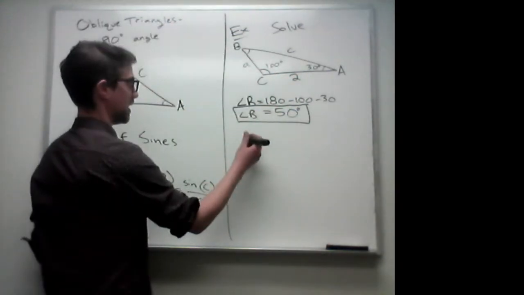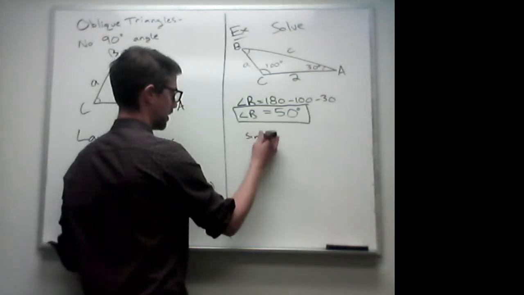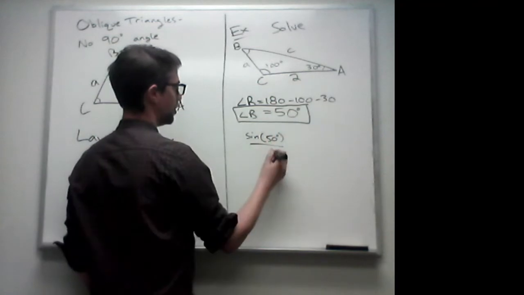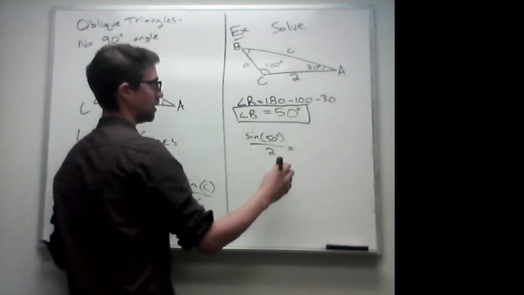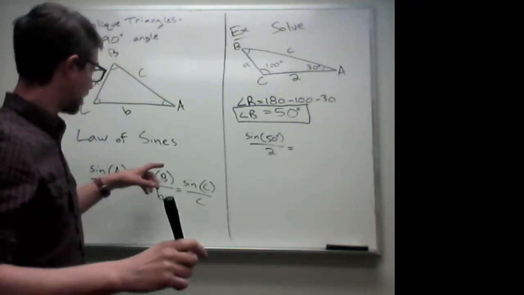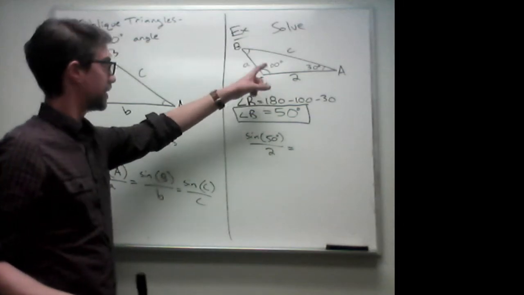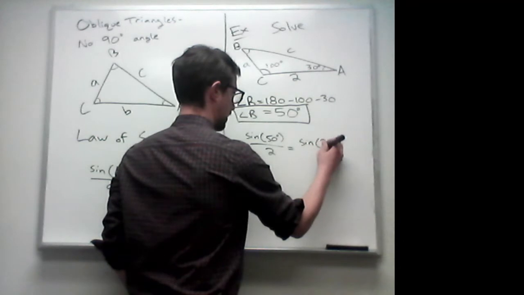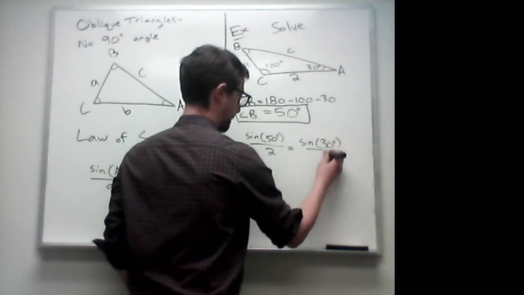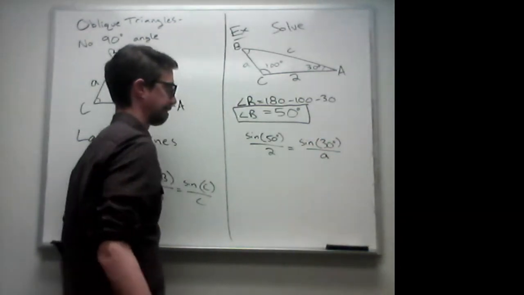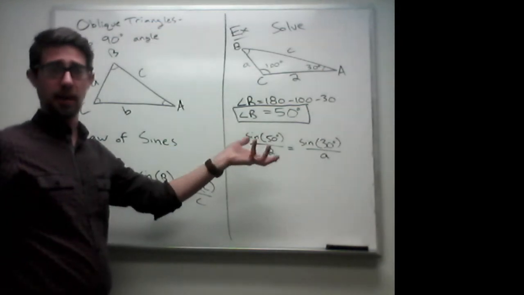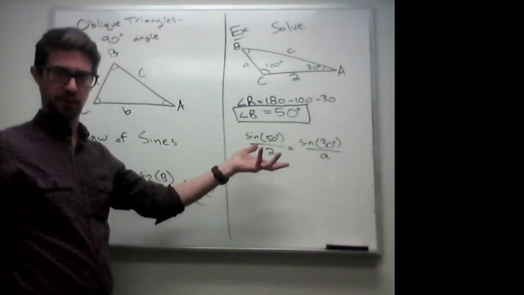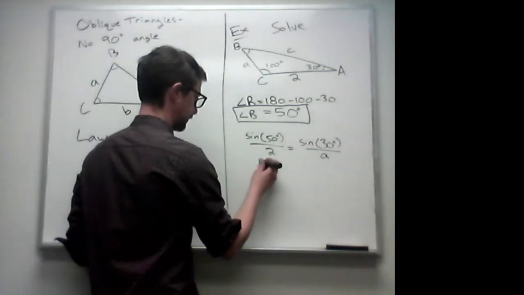So the law of sines gives us that sine of 50 degrees over 2 equals sine of 30 degrees over A. And now we have to do whatever algebra it takes to solve this little equation for A.